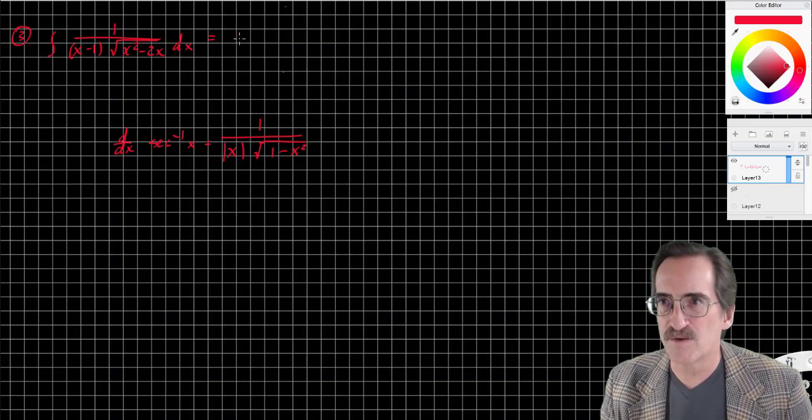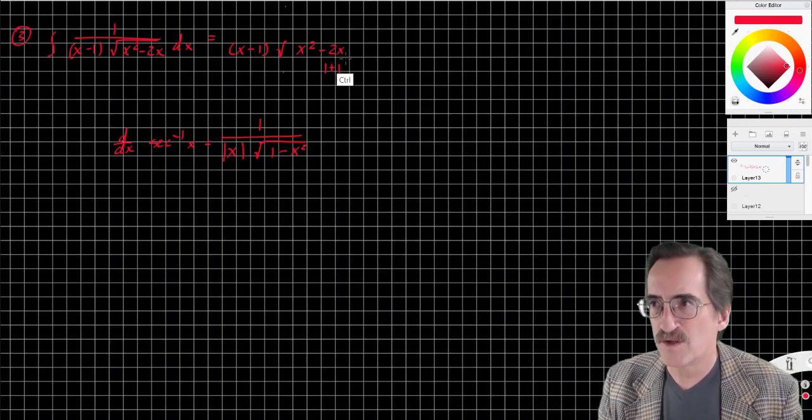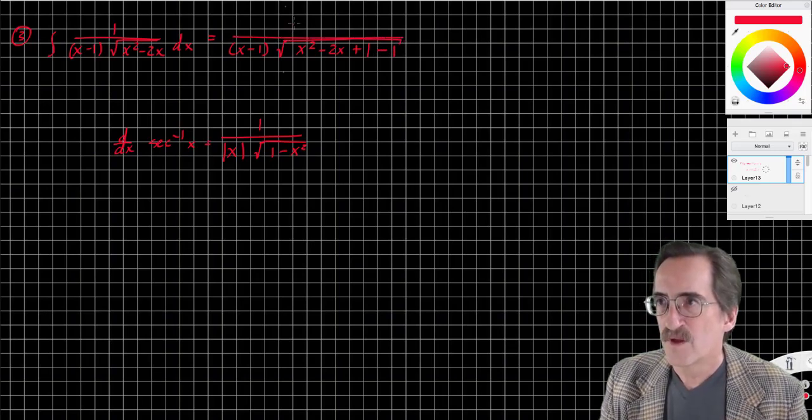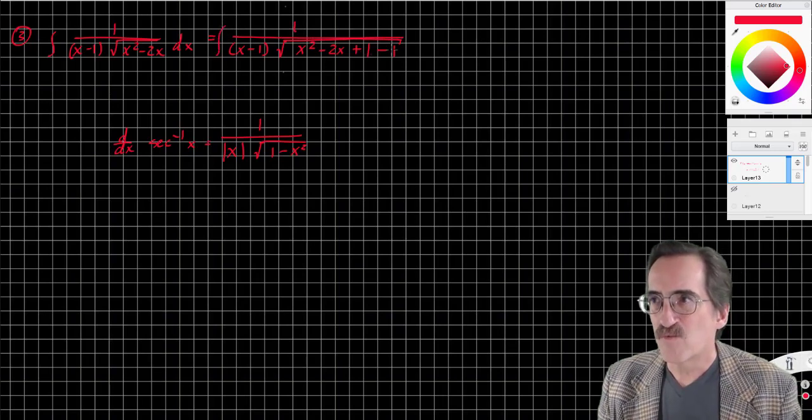So here's what I'm going to do. I'm going to say x minus 1 times the square root, and I'm going to complete the square. x squared minus 2x. Now 1 plus 1 is 2, so 1 times 1 is 1. So that's what I add. But I can't just willy-nilly go adding 1 without also subtracting 1, because I don't want to actually change the value. So we add 1 and subtract 1.